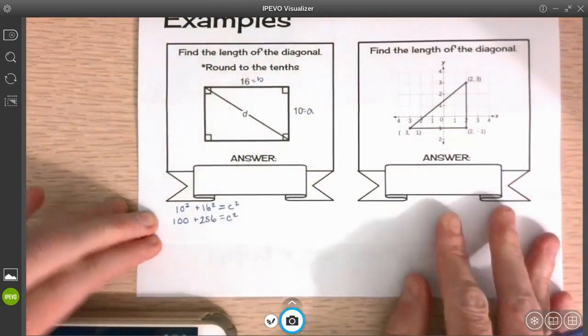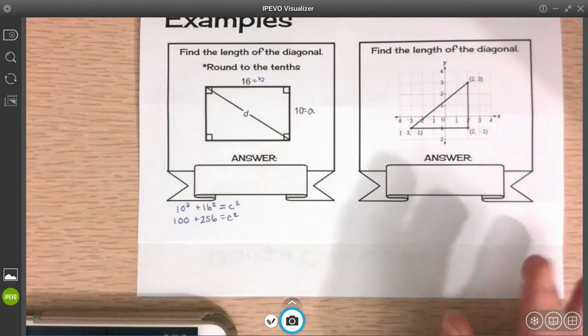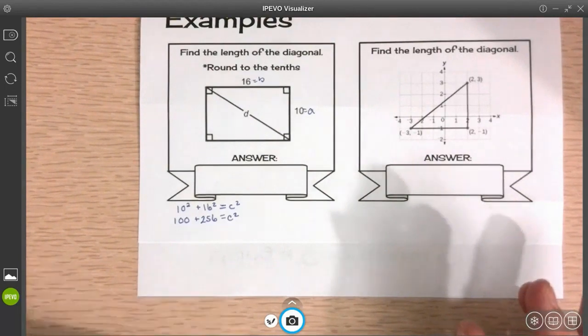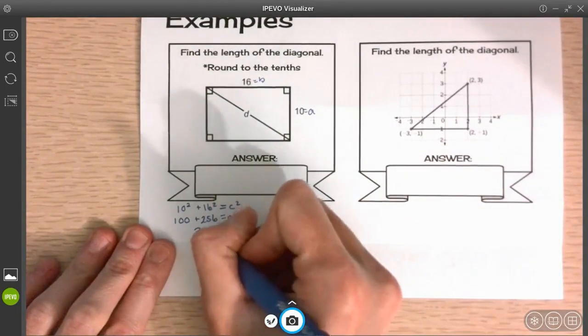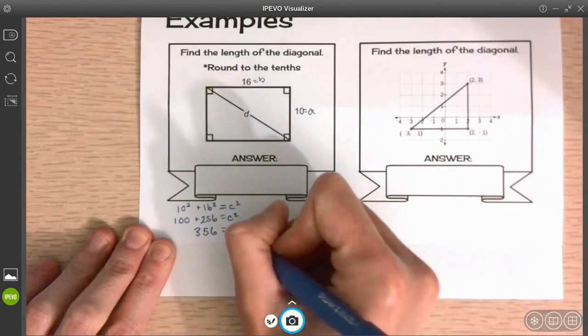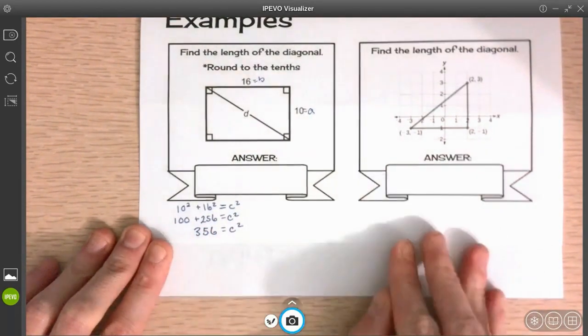And that equals c squared. All right, so I've got to add those together. Hopefully we don't need a calculator to add 100 plus 256. That's going to give us 356, and that equals the square of the length of our hypotenuse.